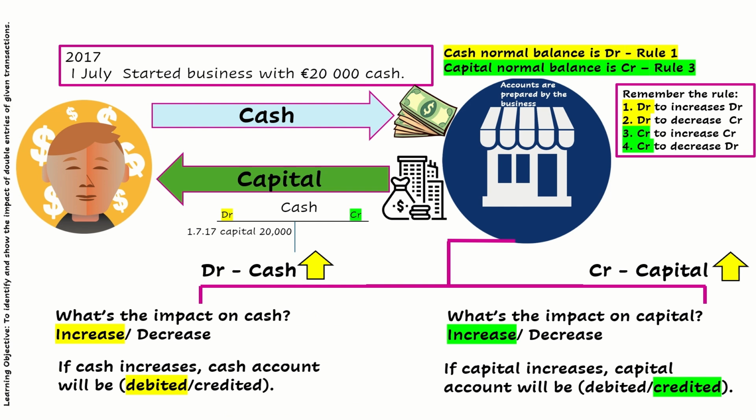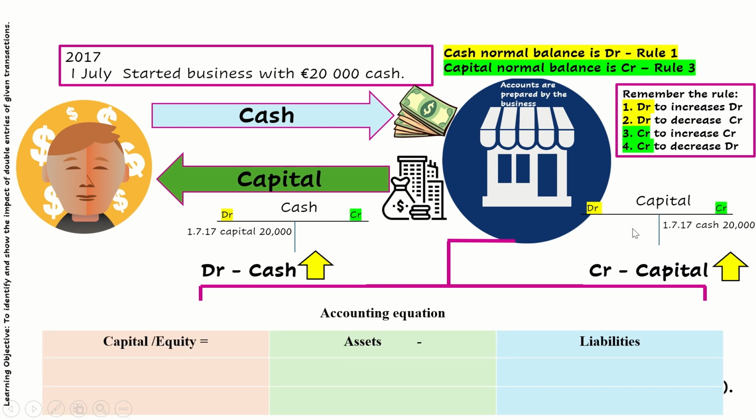This is how you show the impact in the cash account. Open a cash account. Debit side 1/7/17. Opposite account's name capital followed by the amount 20,000. Whereas in the capital account on the credit side 1/7/17, opposite account's name is cash, 20,000. Now let's see how this can have an impact on the accounting equation. Capital increases by 20,000. Cash increases by 20,000, which should be listed under assets.